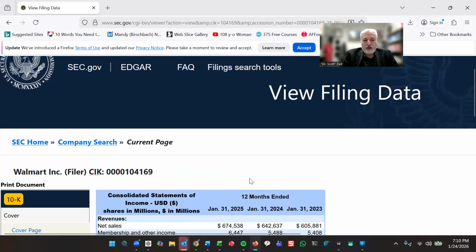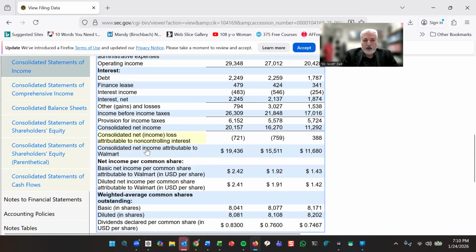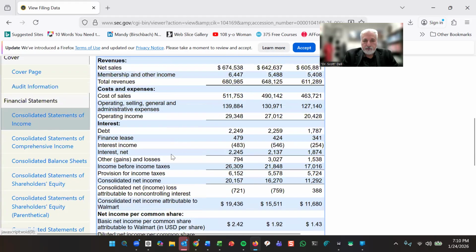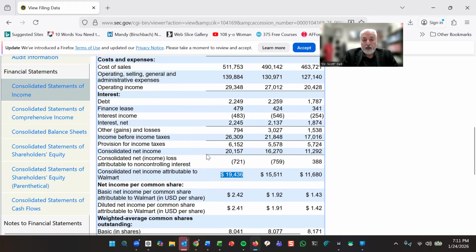But the bottom line is I want it to start with revenues. I want it to go down to sales, get total revenues, cost of goods sold or cost of sales, SG&A, selling general administrative, operating income, interest, a whole bunch of stuff, net income. This is the right one. And you'll notice there's an earnings per share here. So I go right above that number, and that's the number I want for my net income.